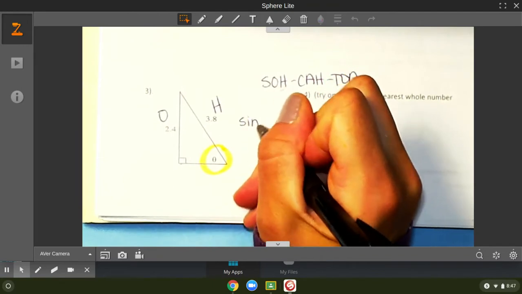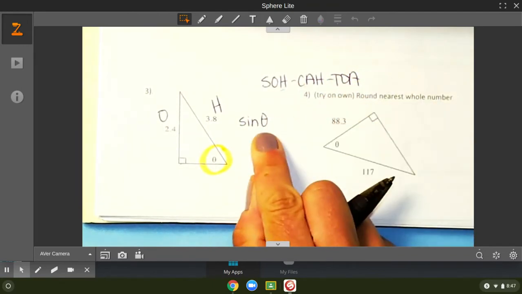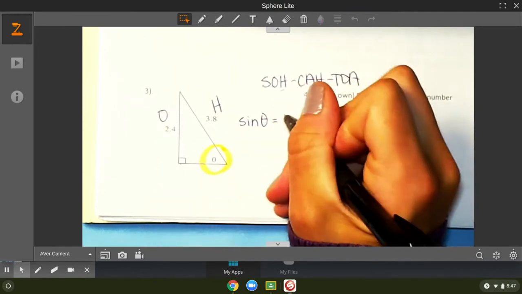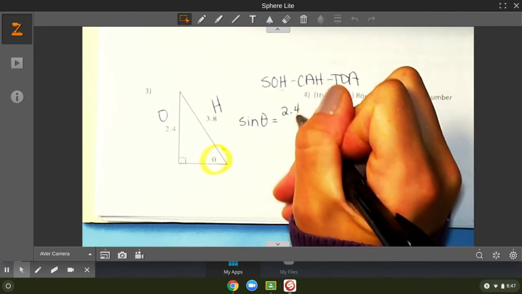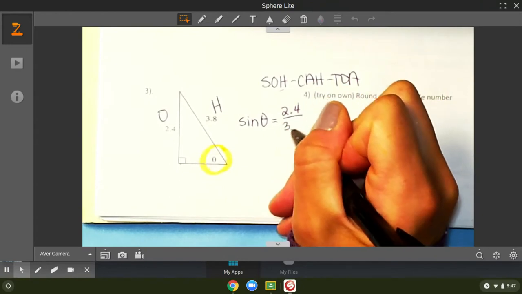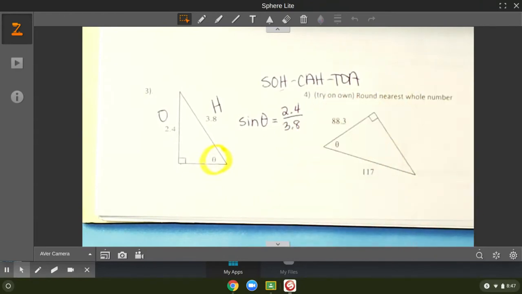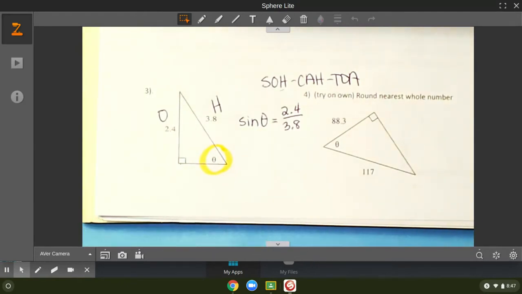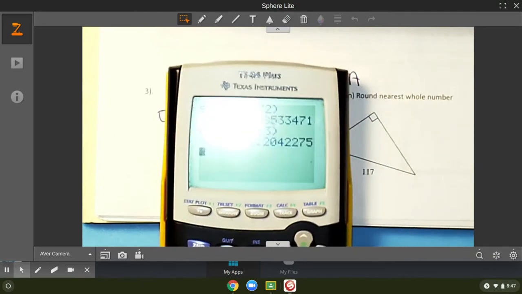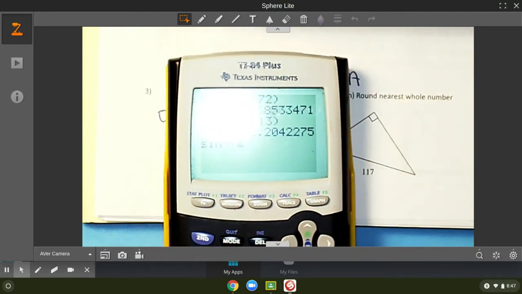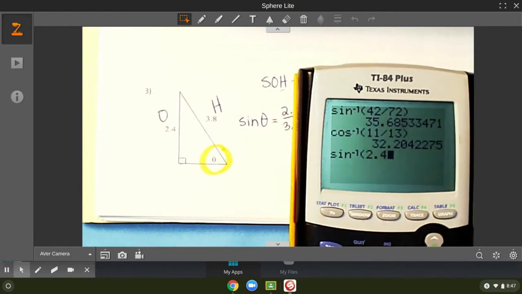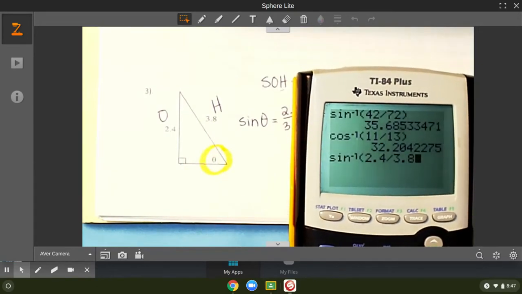So sine of theta, now theta is just like a 0 with a little bar in it, equals opposite 2.4 over hypotenuse 3.8. All right, so now I'm going to go right to my calculator this time because I know if the angle is missing, I have to use the inverse. So I'm going to hit second sine, and now I'm going to type it in. So 2.4 divided by 3.8.